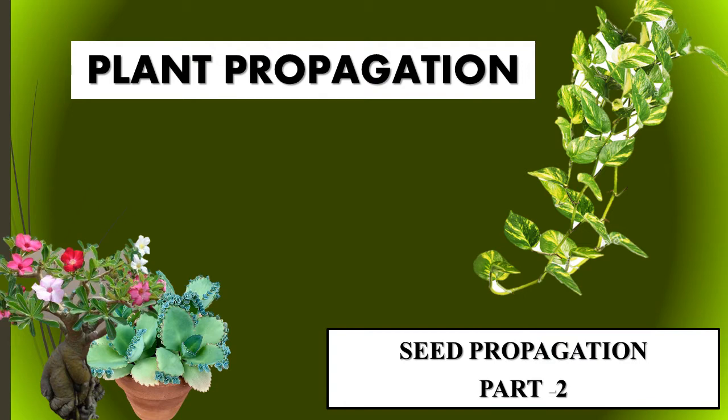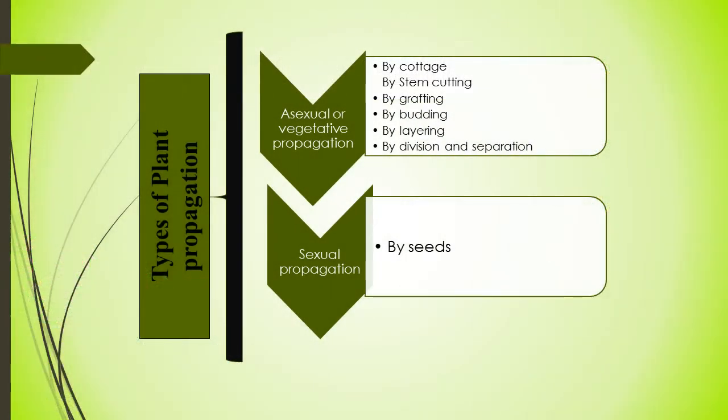This is the plant propagation part 2 lecture. Let's start. As we discussed in our last lecture, there are two types of plant propagation. One is called sexual propagation, the other is vegetative or asexual propagation. Asexual or vegetative propagation we discussed in our last lecture, and in the current lecture we will discuss sexual propagation, which occurs by seeds.